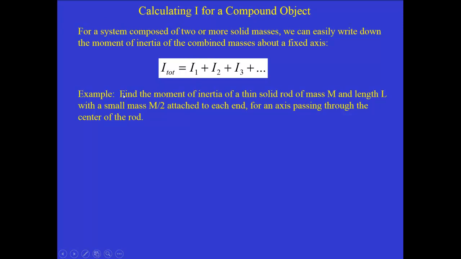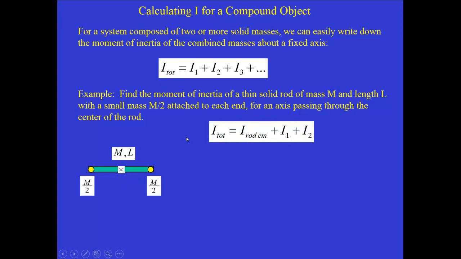So here's a simple example. Find the moment of inertia of a thin solid rod of mass m and length L with, now here's the additional part, a small mass m/2 attached to each end. And we want to do this for an axis passing through the center of the rod. So here's the picture. We've got this rod of length L and mass m, and then attached to each end of the rod is a smaller mass m/2. And we're going to assume that it's very, very small, so that we can regard all of its mass at the same distance away from the rotation axis, which passes through the center.